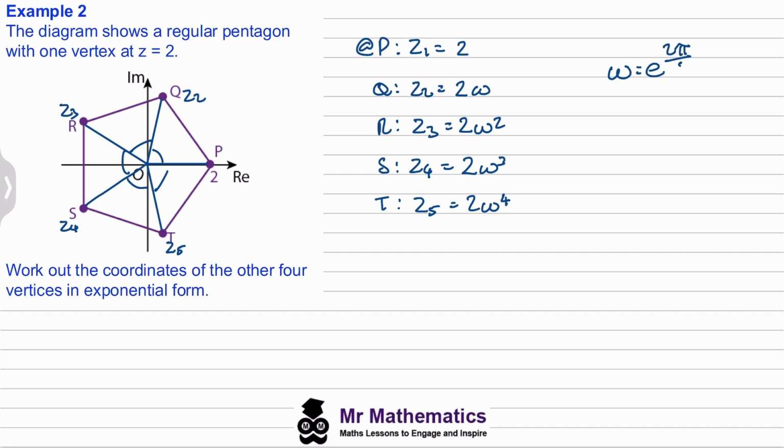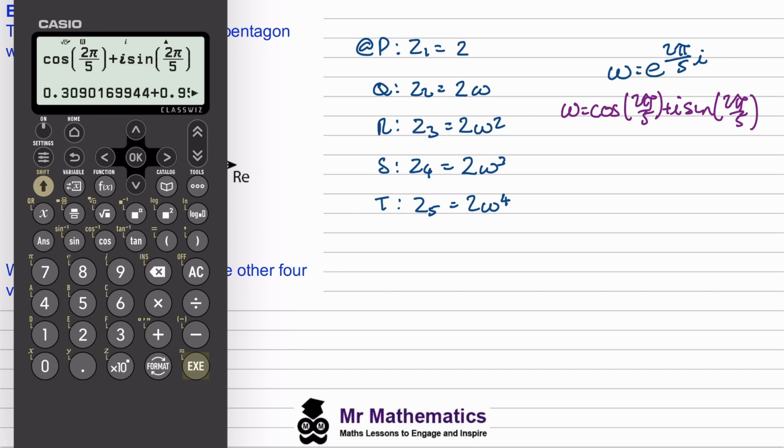So this will be e to the 2 pi over 5 i. And again, I'm going to enter this in modulus argument form. So we'll have cos 2 pi over 5 plus i sine of 2 pi over 5. And to make this easier to calculate with, we'll store it as variable b. So now all we need to do is 2 multiplied by that variable b, and we'll get the coordinates of Z2. But we need this in exponential form.